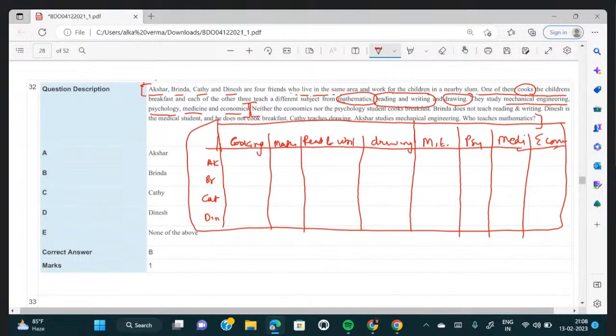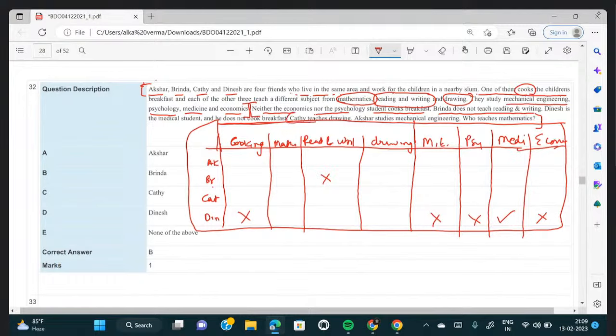Let us start. Neither the economics nor the psychology student cooks breakfast. So we should understand this and keep it in mind. Brinda does not teach reading and writing. This is Brinda; she does not teach reading and writing. Dinesh is the medical student. So Dinesh is here; you just have to mark medical here. Now, if Dinesh is a medical student, that means the other things will be crossed. And he does not cook breakfast. So Dinesh is a medical student and he does not cook.